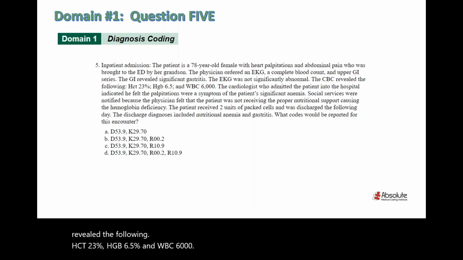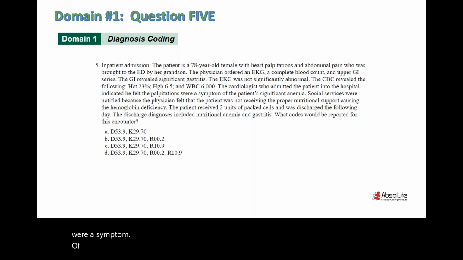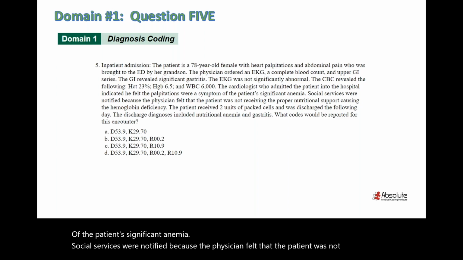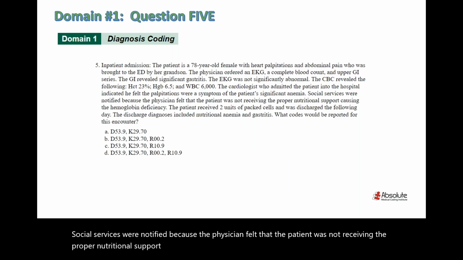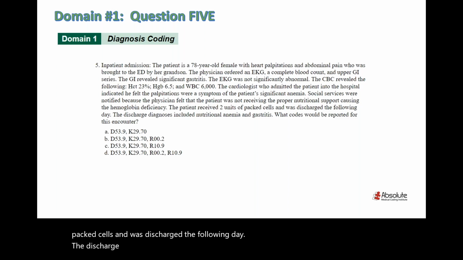The cardiologist who admitted the patient into the hospital indicated he felt the palpitations were a symptom of the patient's significant anemia. Social services were notified because the physician felt that the patient was not receiving the proper nutritional support, causing the hemoglobin deficiency. The patient received 2 units of packed cells and was discharged the following day. The discharge diagnoses included nutritional anemia and gastritis. All right, you have a minute and a half, coders. Your time begins now.